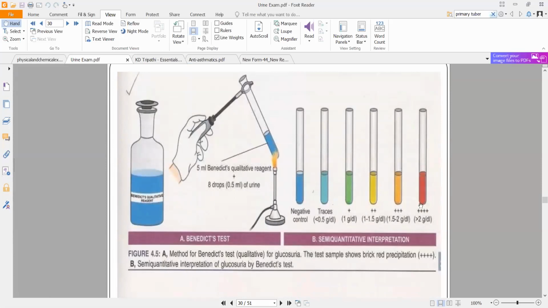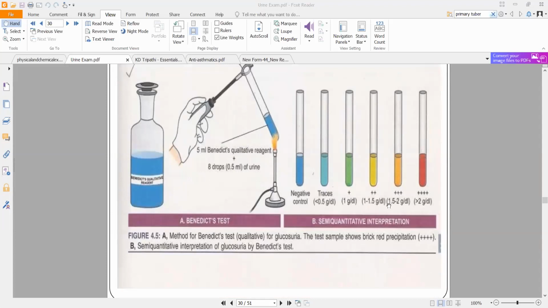If you can see, brick red will indicate an extremely high concentration of glucose present in urine. See, more than 2 grams per deciliter. That's quite a lot. Right? Negative will be blue. As you keep on going from left to right, you get increasing concentrations of glucose in urine. Right? I hope you understand this test.